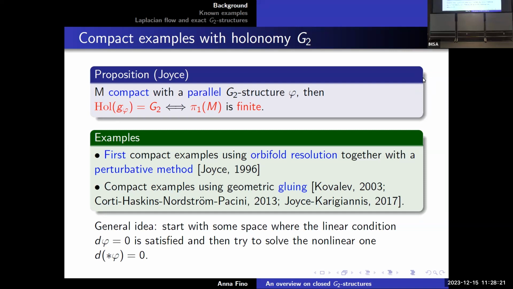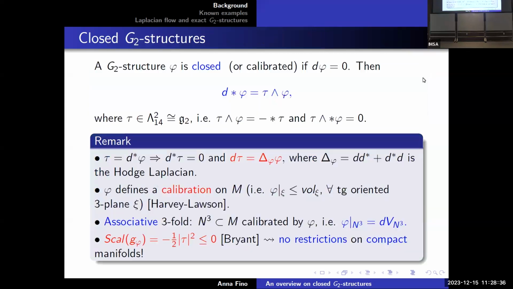So the general idea, roughly speaking, is always to start with the linear condition, d phi equals 0, and then try to solve in some way the non-linear one. But you always start with a family of closed G2 structures. Okay, let's see the definition of closed G2 structure.